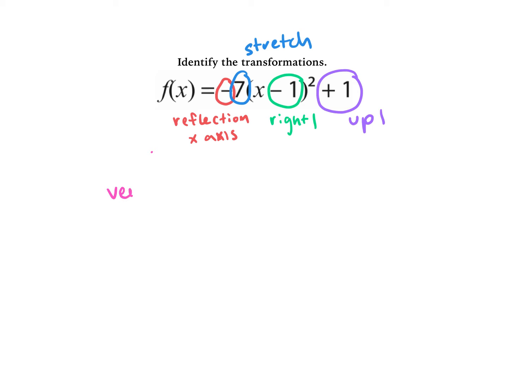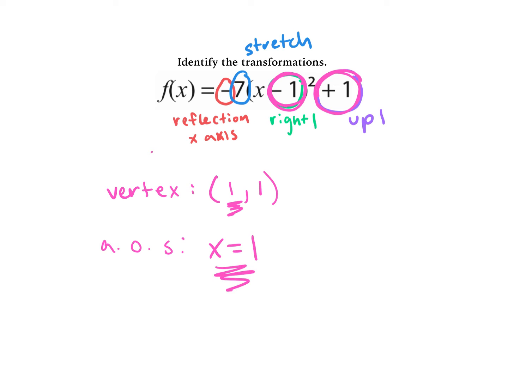All right, and then let's identify our vertex and axis of symmetry. So what would our vertex be here? 1, 1. Awesome. We get the number from the inside of the parentheses and the number adding outside. So this would be 1, 1. And then what's our axis of symmetry? X equals 1. So we just repeat our x, and you have to put the x equals.